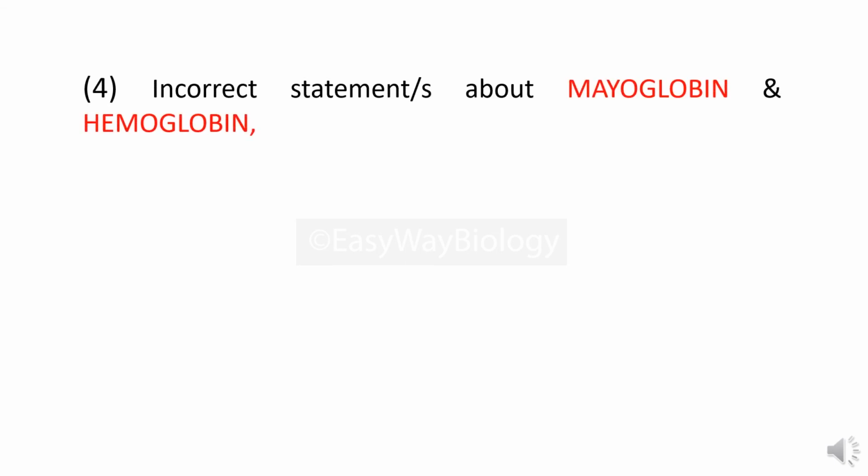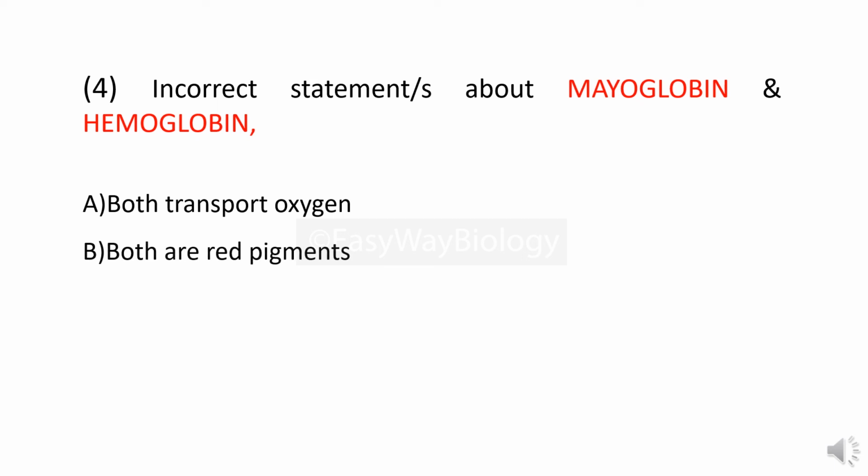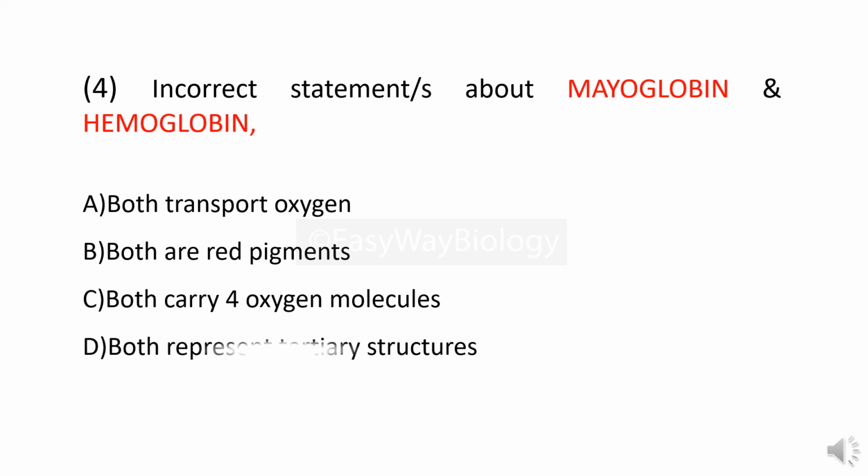Question number 4. Incorrect statement or statements about myoglobin and hemoglobin. A. Both transport oxygen. B. Both are red pigments. C. Both carry 4 oxygen molecules. D. Both represent tertiary structures. E. Both bear ferrous ions.